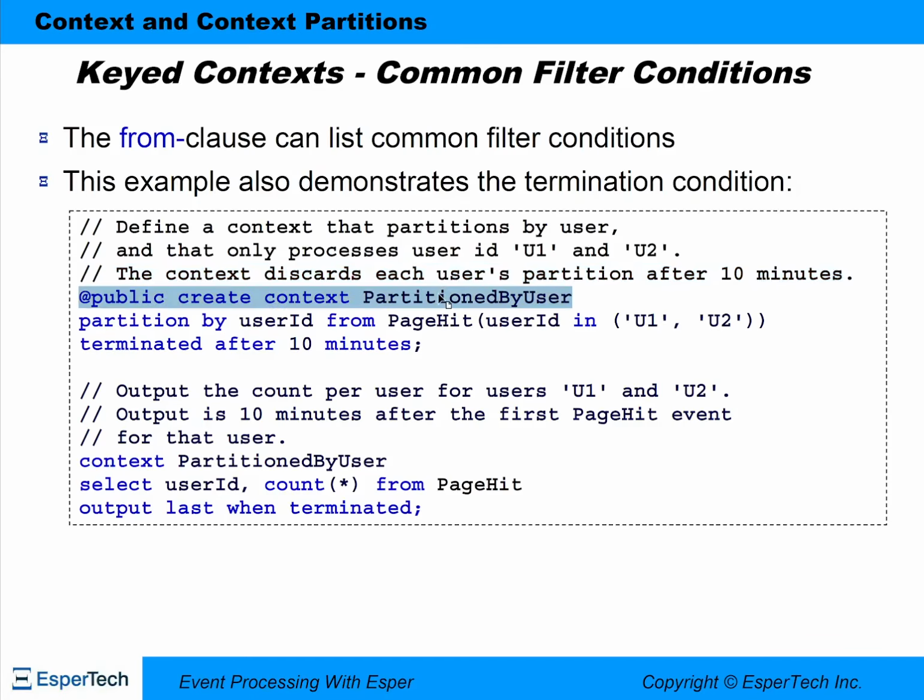At public, create context partitioned by user, partitioned by user ID from page hit, parenthesis, user ID in, parenthesis, quotes U1, comma, quotes U2, terminated after 10 minutes. The next statement outputs the count per user for users U1 and U2. The output is 10 minutes after the first page hit event for that user. Context partitioned by user. Select user ID, comma, count star from page hit. Output last when terminated.